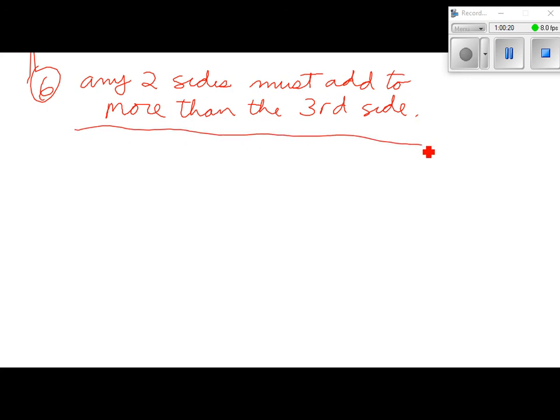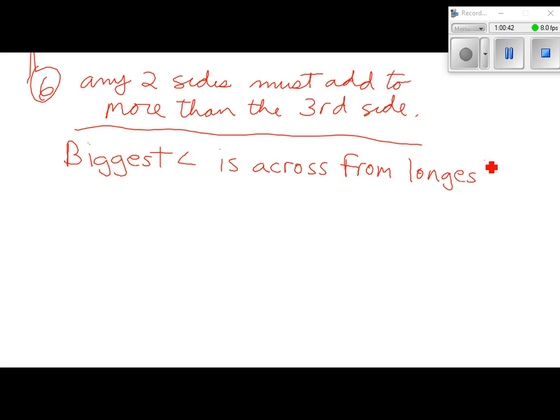Then I'm going to sort of summarize the whole bunch of other theorems that we had that went along with this. Biggest angle is across from the largest side, or the longest side. Smallest angle is across from the smallest side. I'm not going to write all those out. You can write them all out if you want. Biggest across from biggest, smallest across from smallest. Whether it's in one triangle, two triangles, whatever.